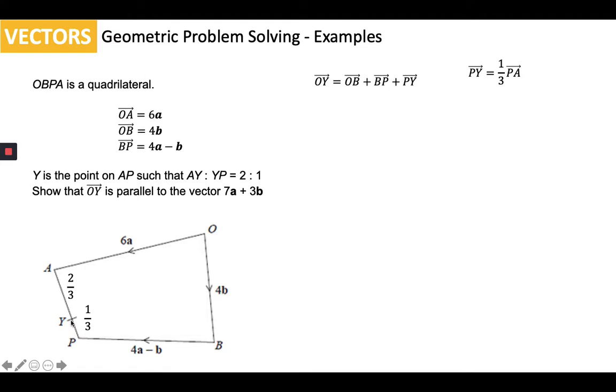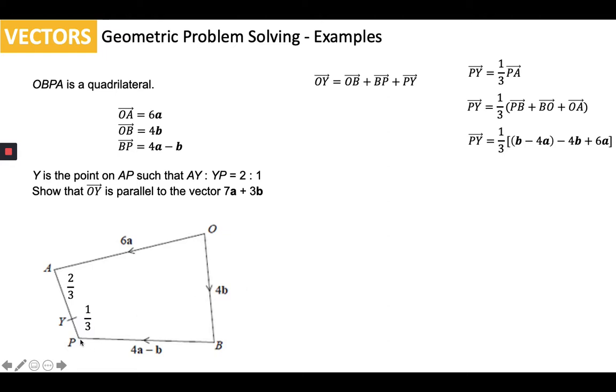Now, I know that PY is a third of PA. That's what I've just said, and that's why I've put these fractions there. So I need an expression for P to A. PY is a third of this pathway: P to B, B to O, O to A. So that's a third of these. Now I know each of these three, so I can substitute them in.